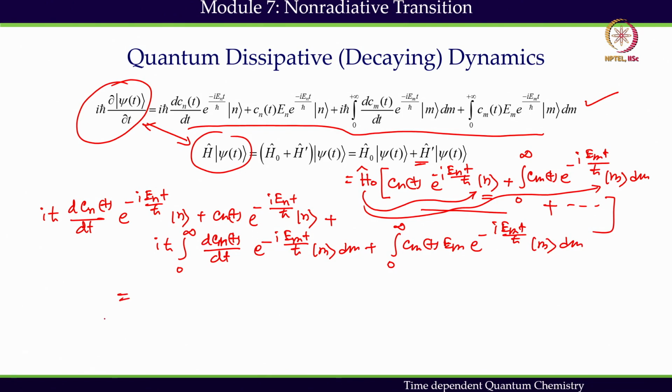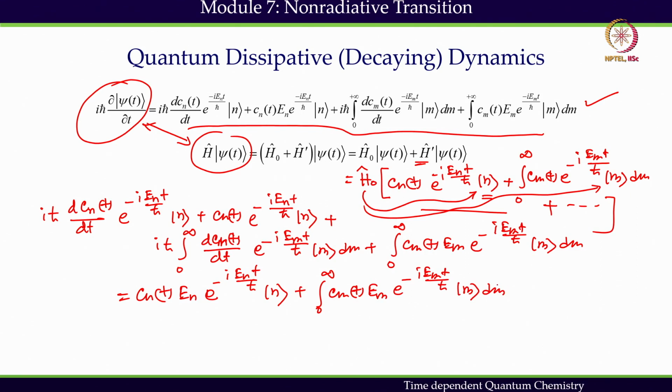So, this is the left hand side, and the right hand side would be C_n(t) E_n e to the power minus i E_n t by h cut, n, plus the integral from 0 to infinity of C_m(t) E_m e to the power minus i E_m t by h cut, m, dm, plus C_n(t) e to the power minus i E_n t by h cut, H dash n, plus the integral from 0 to infinity of C_m(t) e to the power minus i E_m t by h cut, H dash m, dm.